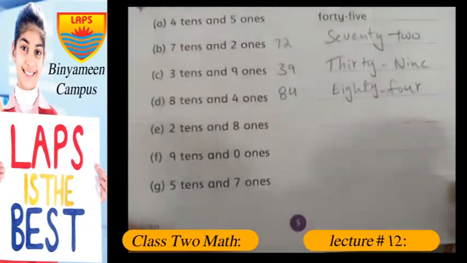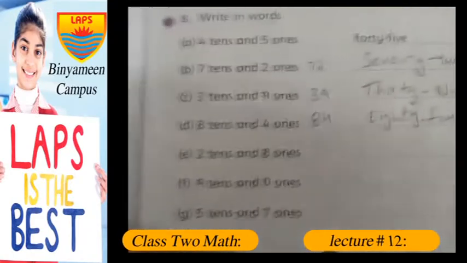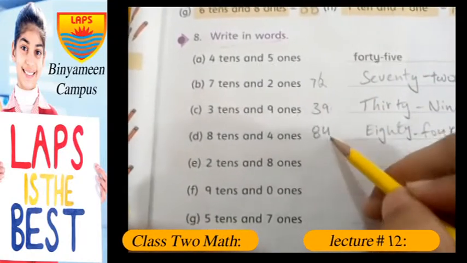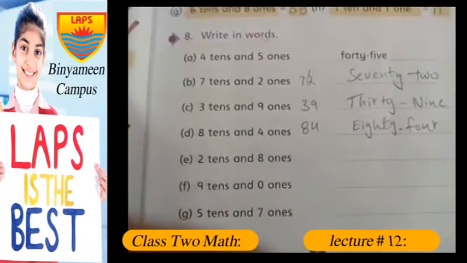So 1, 2, 3. 3 of them will be solved like this. You don't really have to write this. You can erase them after writing and solve them.